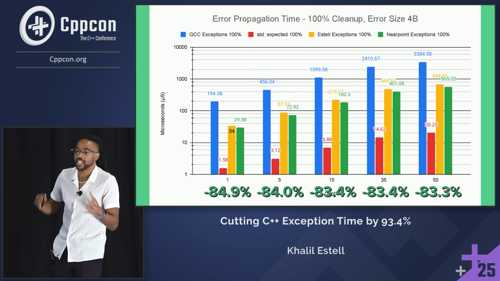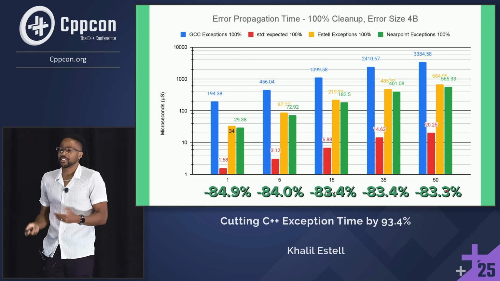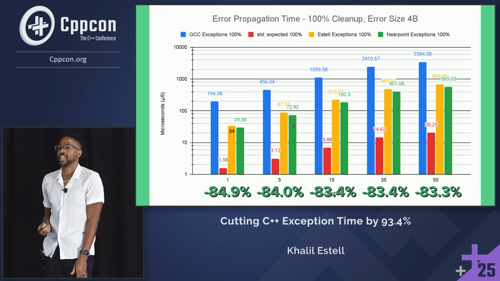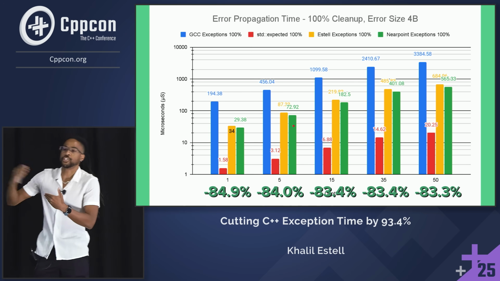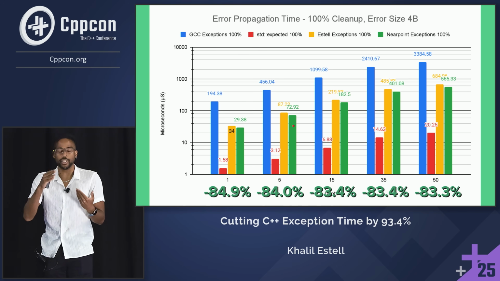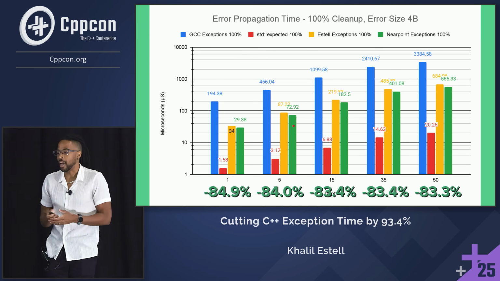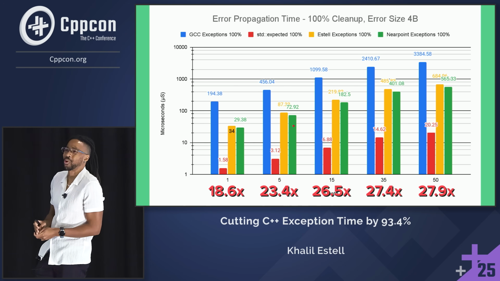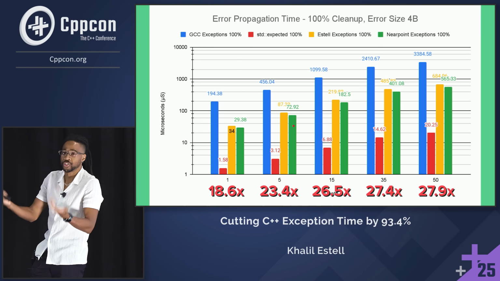For the 100% cleanup, you'll notice that for a lot of these numbers, the green, which is the Nearpoint, and the Estell exceptions are very close to each other. And that's just because the cleanup procedure ends up taking up so much time in comparison to everything else, that even though the Nearpoint search is fast, it doesn't help out that much. And then here are the multiples, 18.6 to 27.9 times slower than, still expected with an integer.